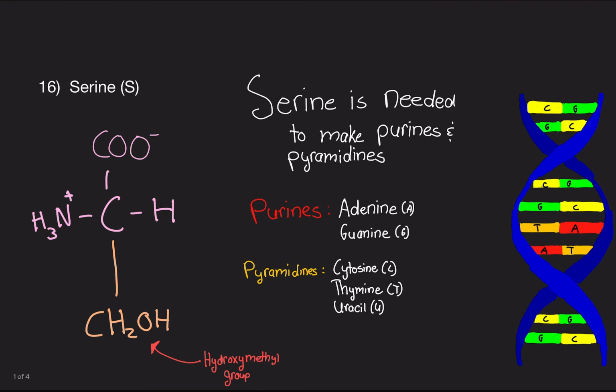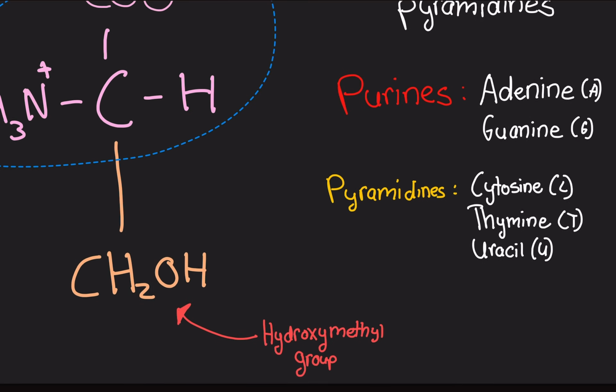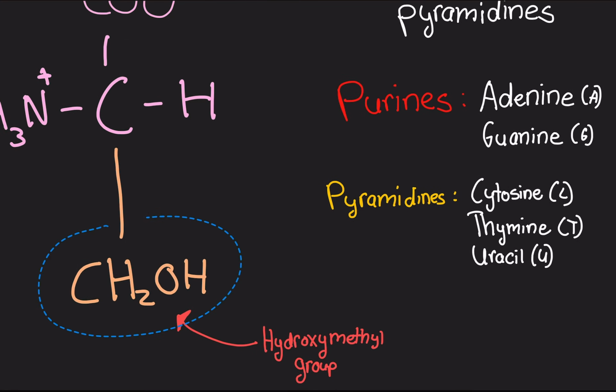The first amino acid we're going to go over, number 16, is serine, abbreviated with an S. So you've got our usual alpha carbon, hydrogen, carboxyl, and amino group. Now the R group has a CH2 bonded to an OH, or hydroxyl group. This is called a hydroxymethyl group. That's it. It's really simple. This is all the R group is, just a CH2 and an OH together, a hydroxymethyl group.